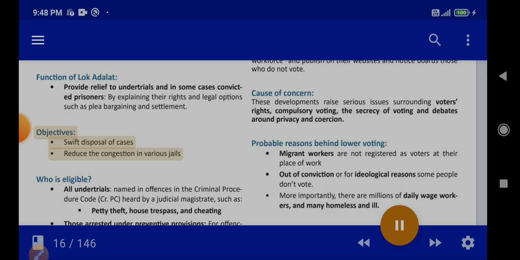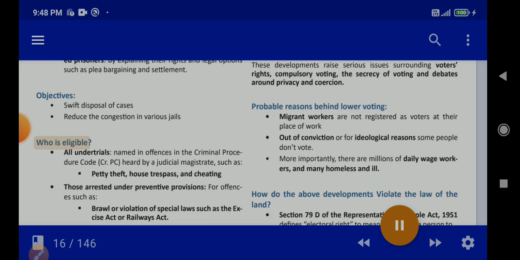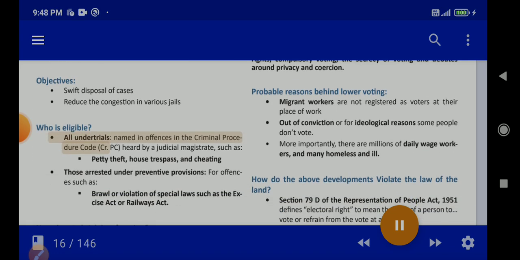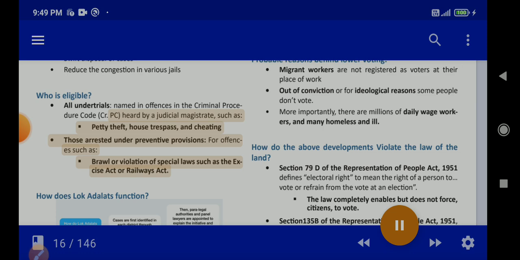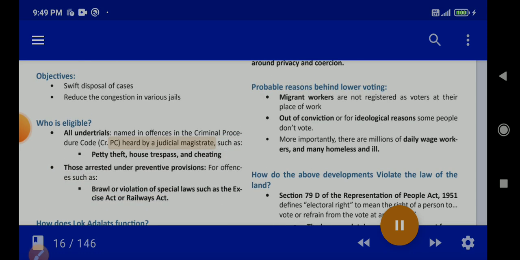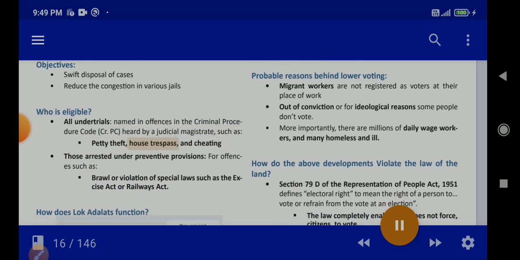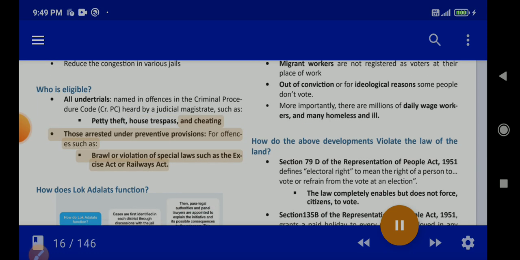Objectives: swift disposal of cases, reduce the congestion in various jails. Who is eligible? All under-trials named in offences in the Criminal Procedure Code (CrPC) heard by a judicial magistrate, such as petty theft, house trespass, and cheating, those arrested under preventive provisions, for offences such as rowdyism, and violation of special laws such as the Excise Act or Railways Act.